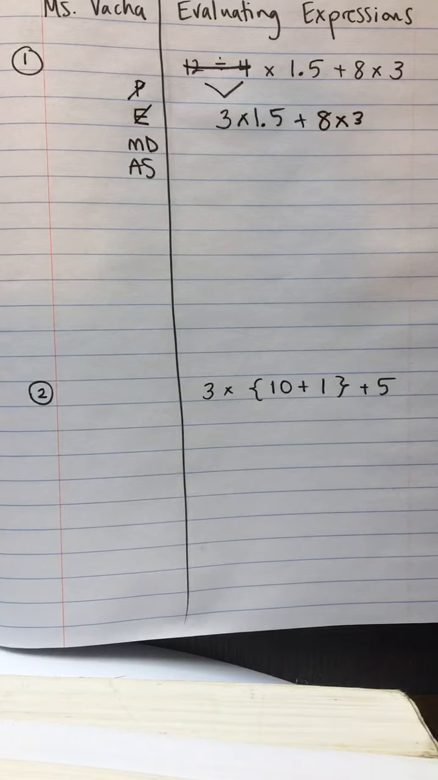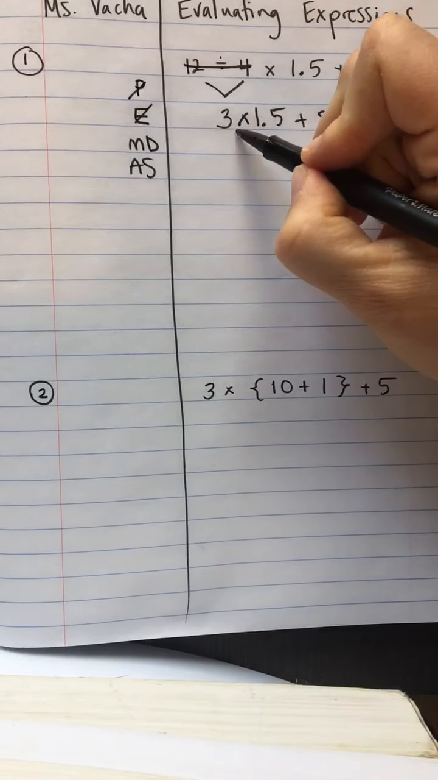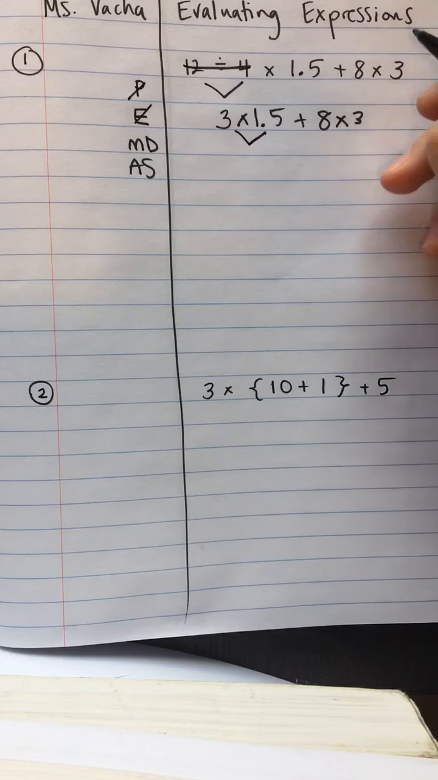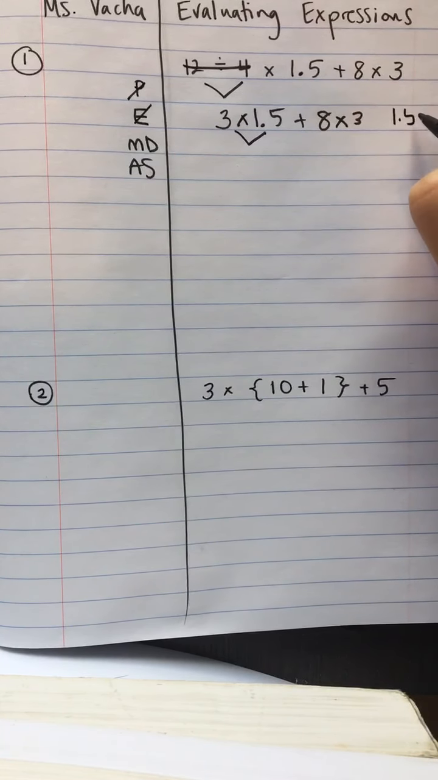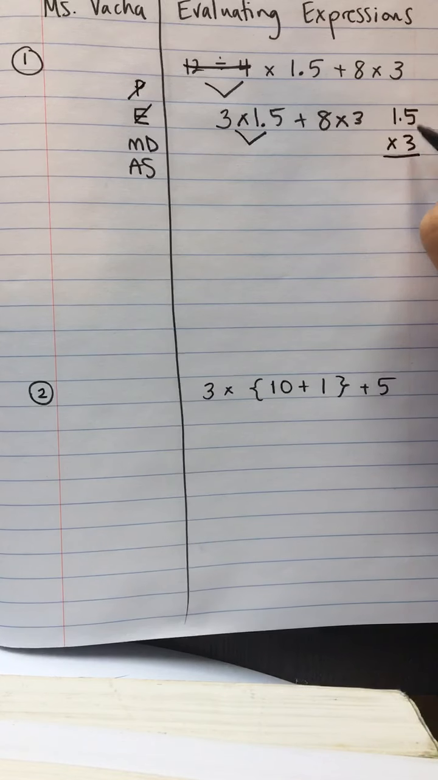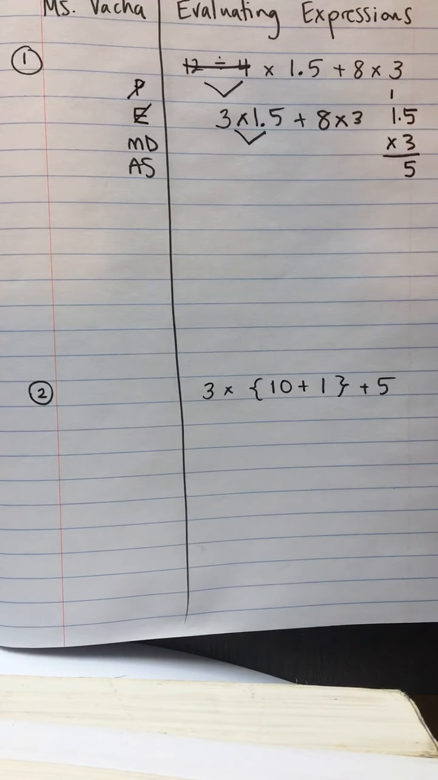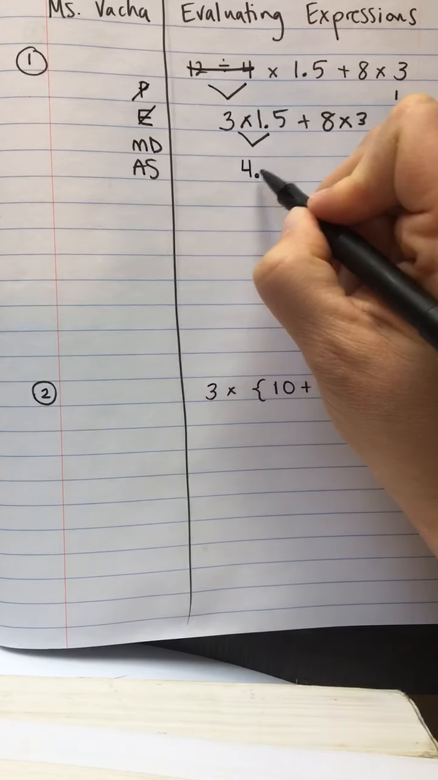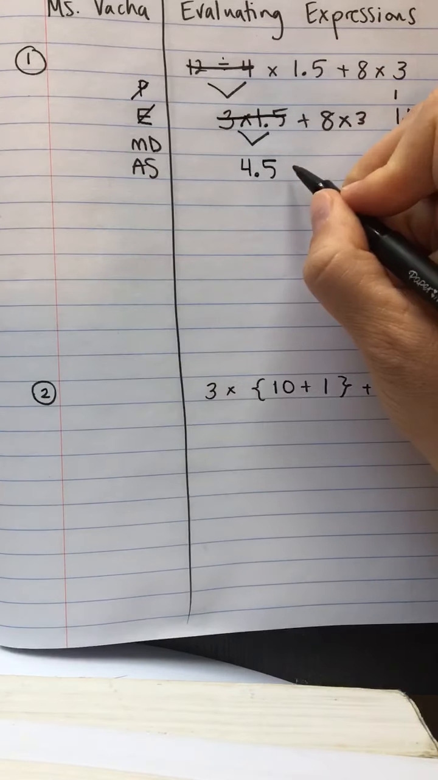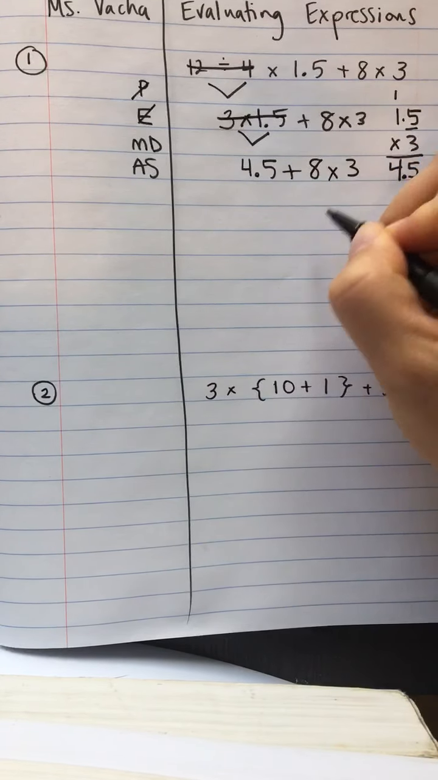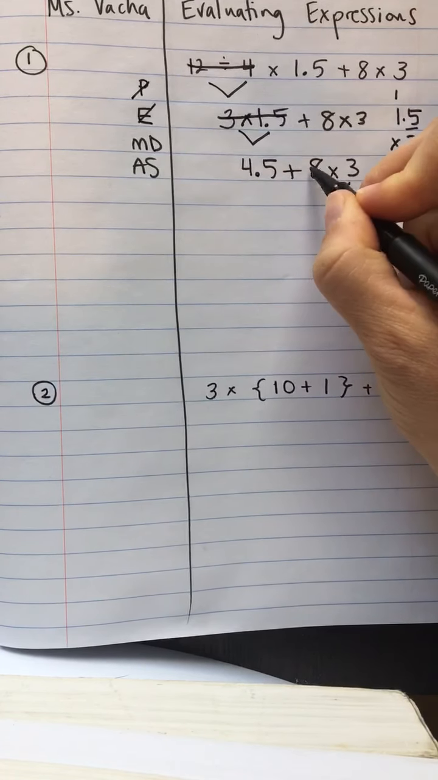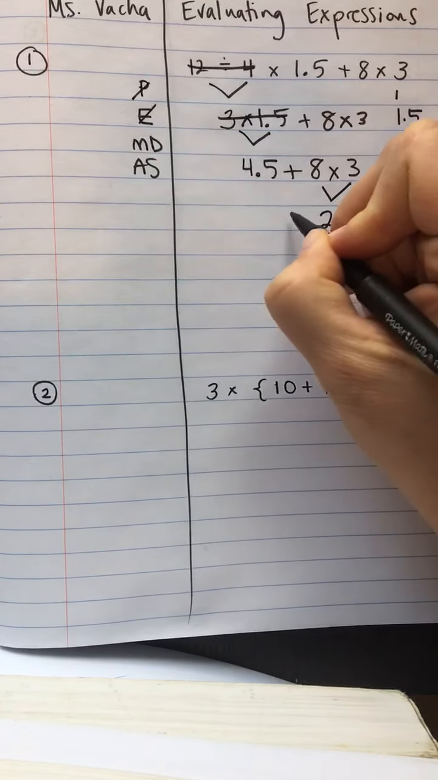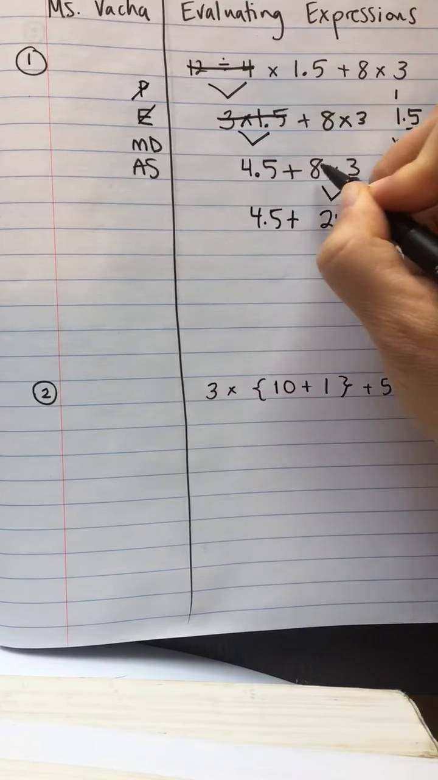I'm still in multiplication and division, and again I go left to right. So I'll do 3 times 1 5/10, and I'll work that out on the side of my paper. 1 5/10 times 3. 3 times 5 is 15. Carry my 1. 3 times 1 is 3, plus 1 is 4. There's 1 digit behind the decimal. So that's how I get 4 5/10. I'm going to cross that off and bring everything else down. And then I still have multiplication, so I'm going to do 8 times 3 is 24. Bring everything down, cross it out.